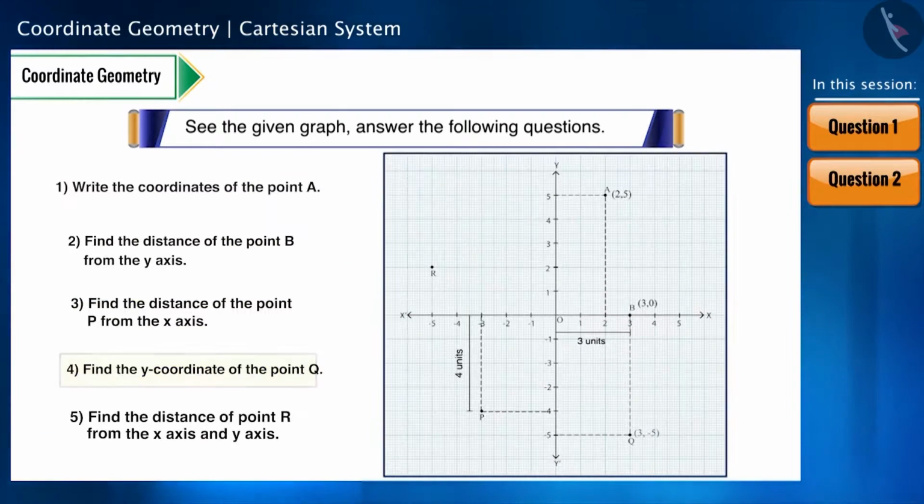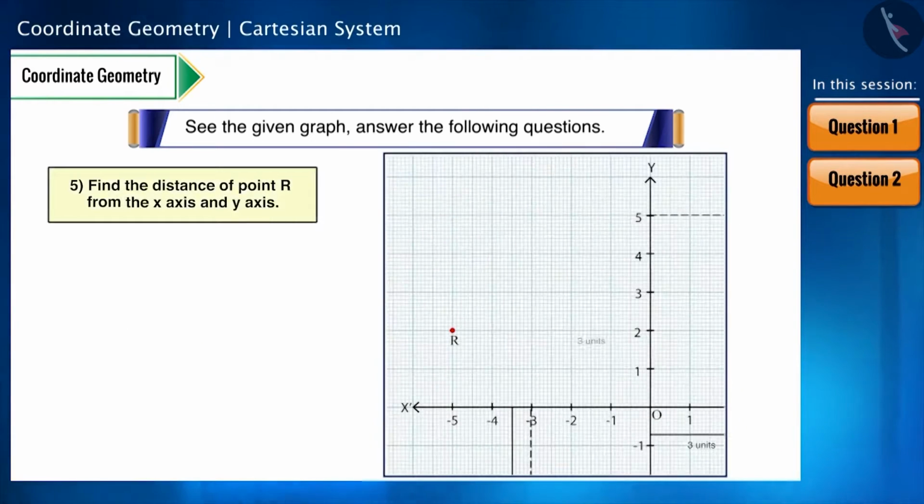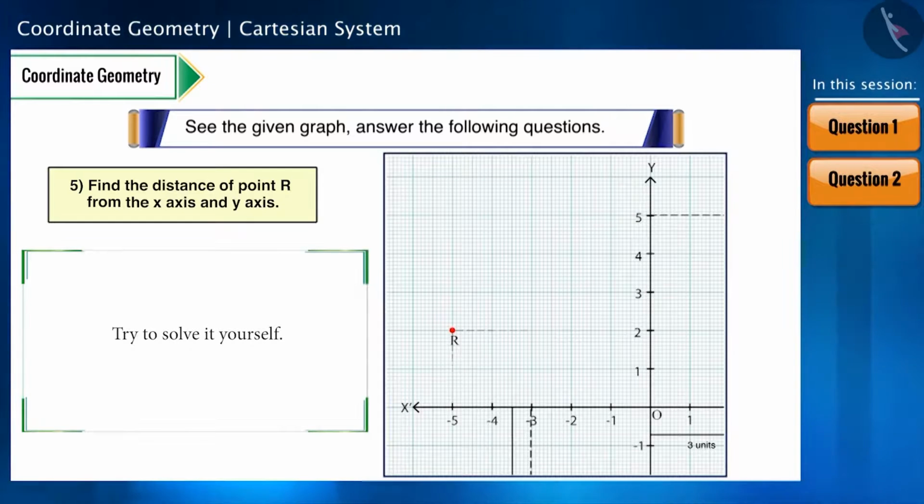Let us now take the last question of this session. 5. Find the distance of the point R from the x and y axis. Solve this question yourself and find the answer.